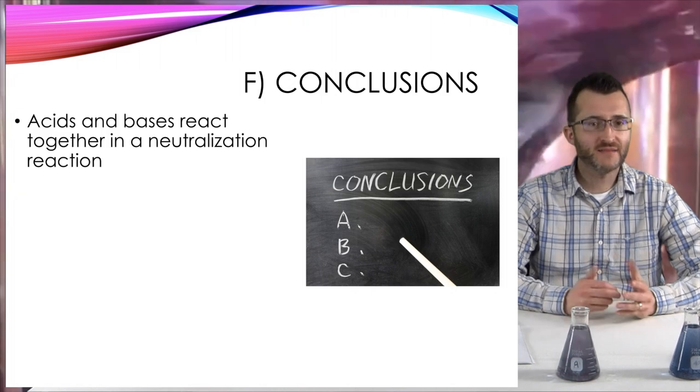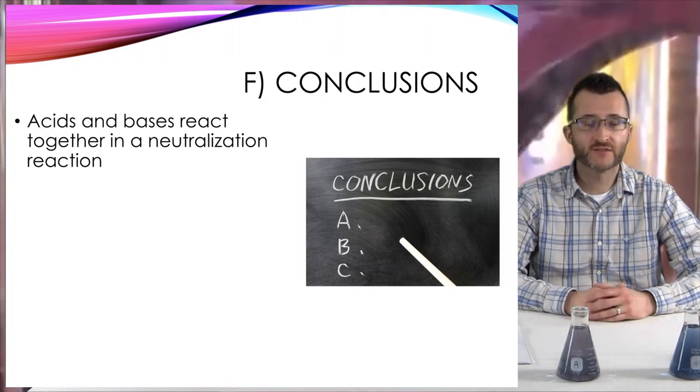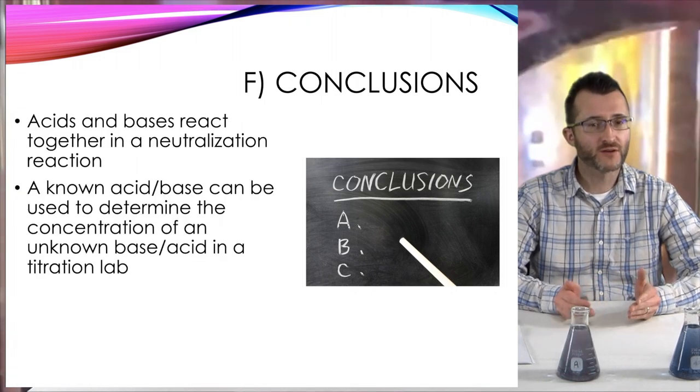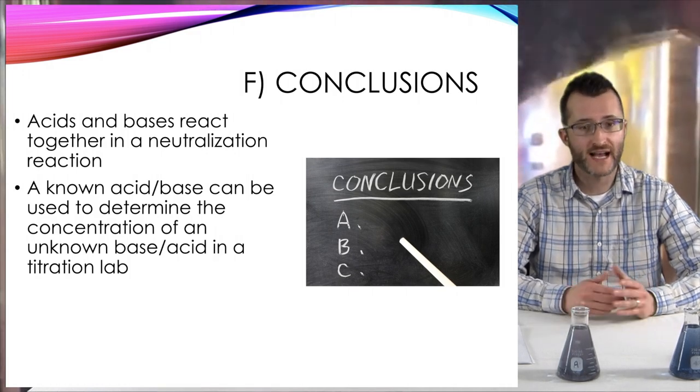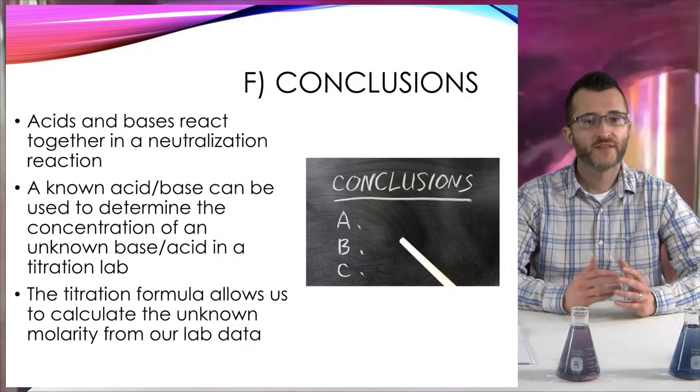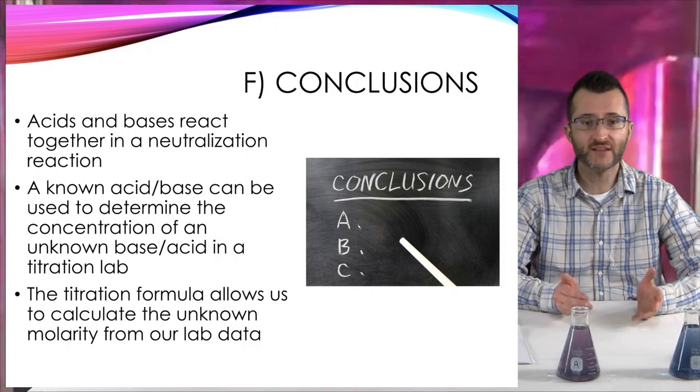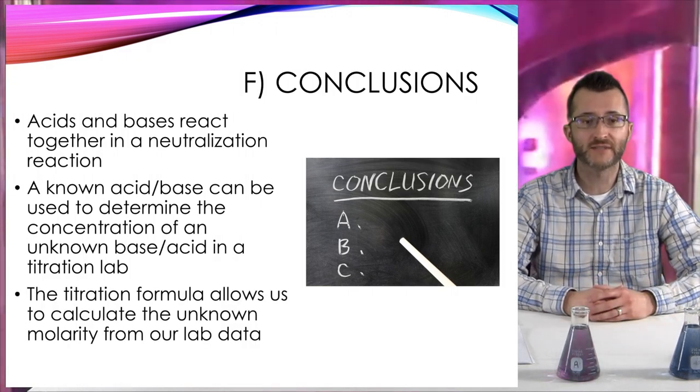Conclusions. Acids and bases react together in a neutralization reaction. A known acid or base can be used to determine the concentration of an unknown base or acid in a titration lab. The titration formula allows us to calculate the unknown molarity from our lab data.